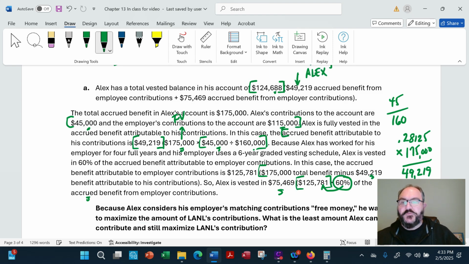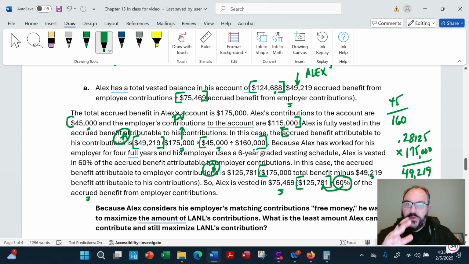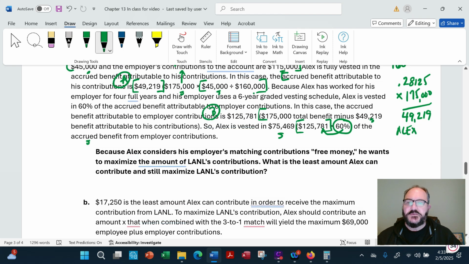So the two numbers together, this is from Alex, and the calculation for that is right here where I put A, and the 75,469 from the employer, this calculation is right here where I put B. Okay, you've got to calculate it out because, unless they've gone all the way through and they're fully vested, that's what you need to do. Like I said, anytime somebody gives you matching, take it, maximize it.